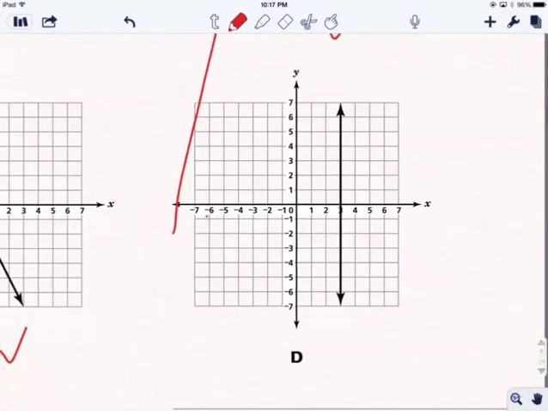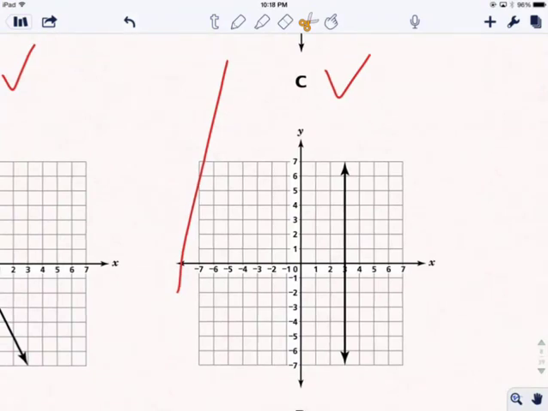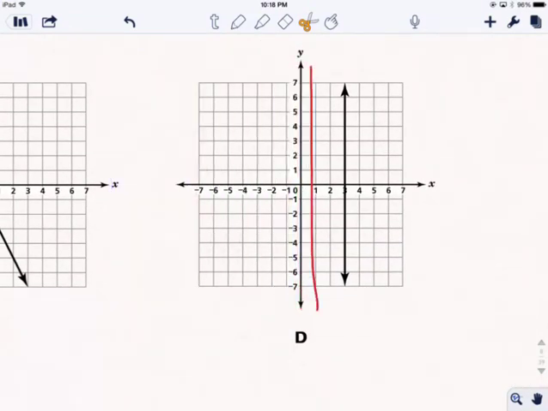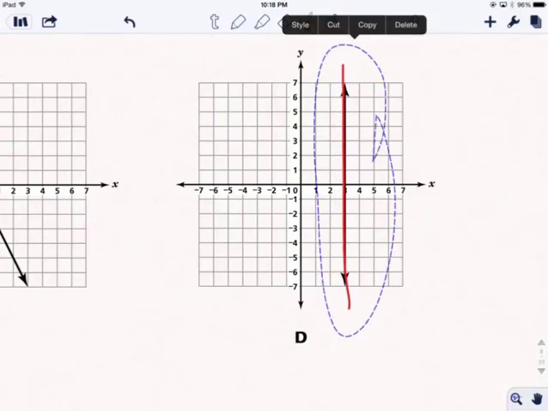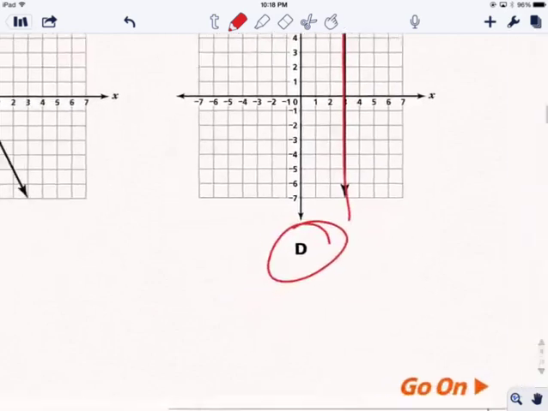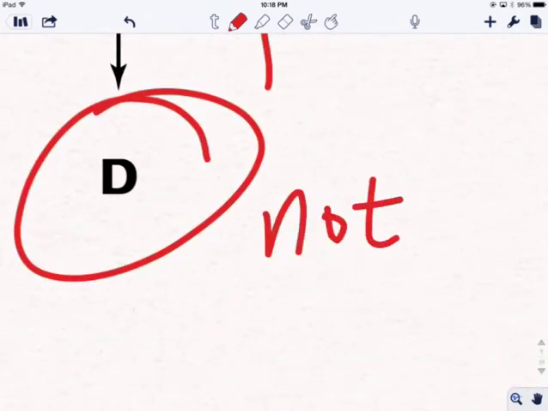Now let's check D. D is kind of weird. Oops. My vertical line is no longer vertical. It's cheating. D is a little bit weird because D is a vertical line. If you have two vertical lines, they intersect everywhere. They intersect at an infinite number of points. So D is about as far away from being a function as possible. So D is not a function, which means that it is the correct answer choice.